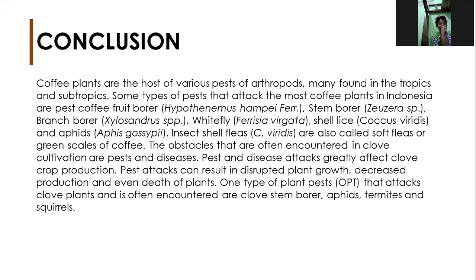The obstacles that are often encountered in clove cultivation are pests and diseases. Pest and disease attacks greatly affect clove crop production. Pest attack can result in disrupted plant growth, decreased production, and even death of plants. Types of plant pests, or OPT, that attack clove plants and are often encountered are the clove stem borer, aphids, termites, and squirrels.